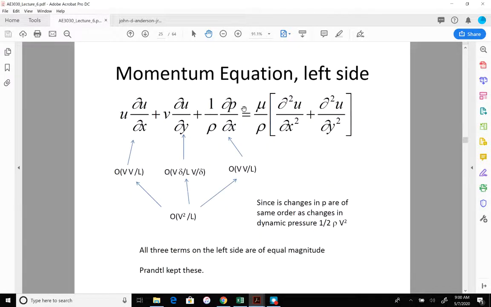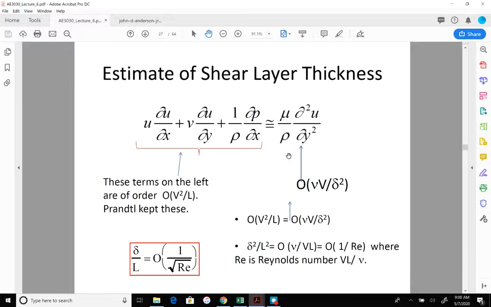In the momentum equation, likewise, when we do term by term, we showed in our previous lecture that this term drops out, all the other terms remain. Mu over rho is called kinematic viscosity. So after we went through the order of magnitude analysis, we get this information. Furthermore, all the terms on the left side are of order V squared over L, on the right hand side they are of the order of nu times V over delta squared.